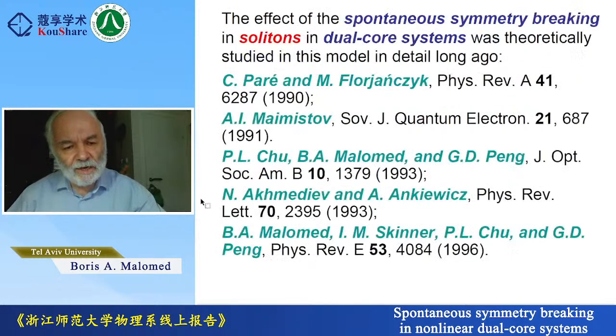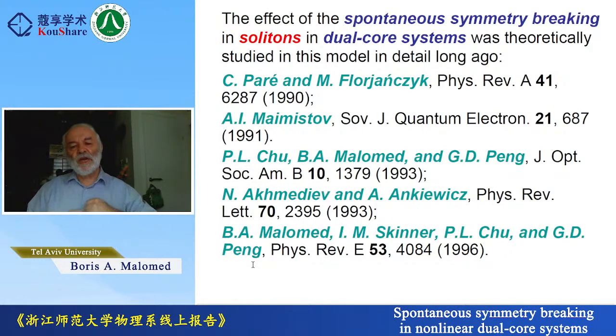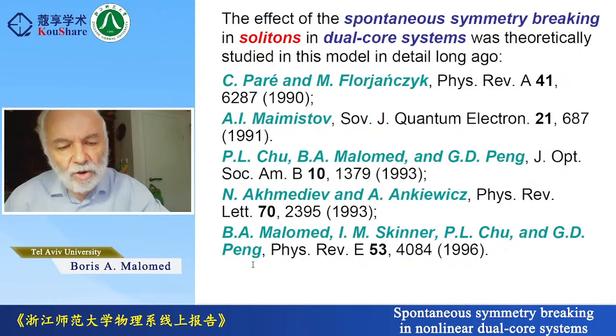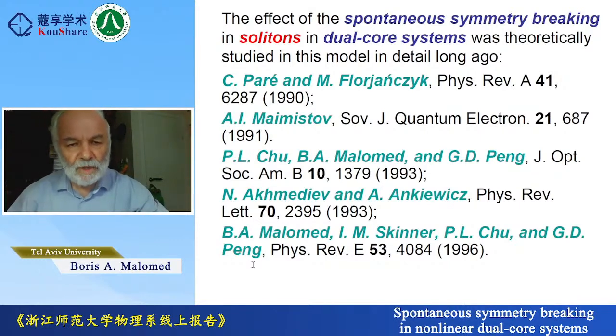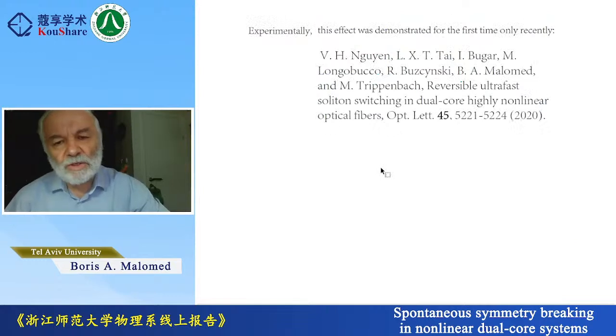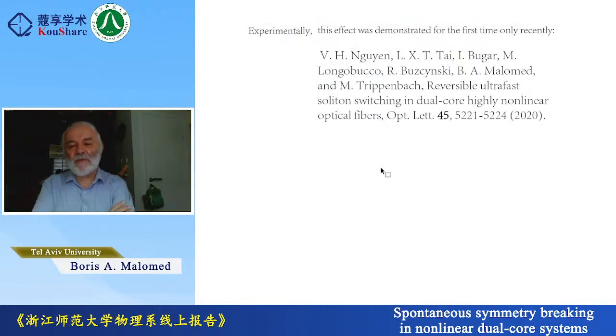Theoretically, this spontaneous symmetry breaking of solitons in dual-core fibers was studied long ago, even more than 30 years ago, in a number of works. But experimentally, it was not observed at that time. It's not because the experiment is very difficult. Somehow experimentalists were not very interested in this, and the direct experimental observation of spontaneous symmetry breaking of the optical soliton in the dual-core fiber was reported only relatively recently, in this particular work.